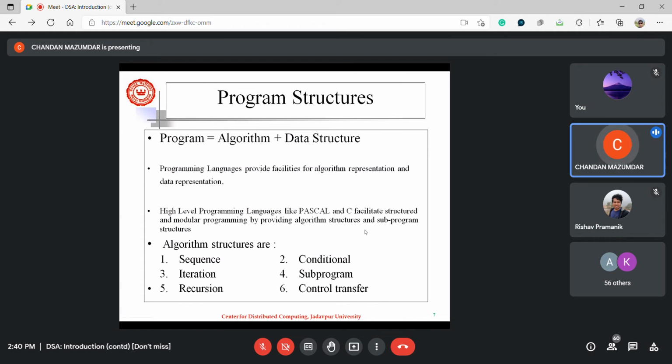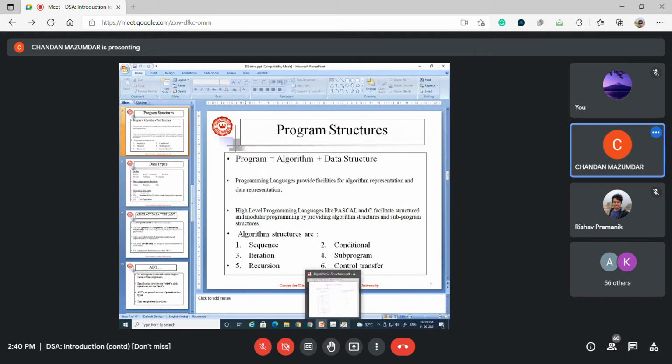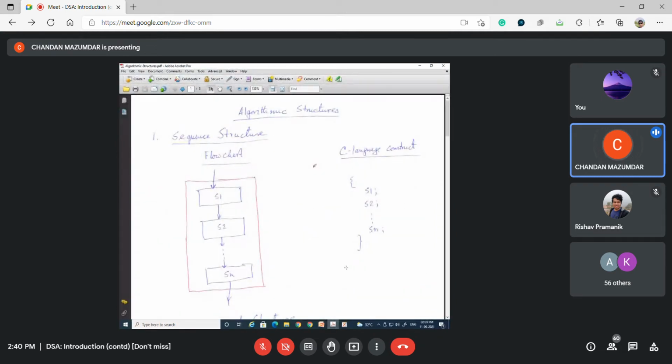So today, let me digress a little and discuss in a little more detail the algorithm structures. Initially, first we have the sequence structure, and the flowchart is like this. This is a statement, this is another statement, followed by other statements, and finally it is out. The C language statement for that is like this. Just note that we have a single entry point and a single exit point here. The flowchart shows a single entry point and a single exit point.